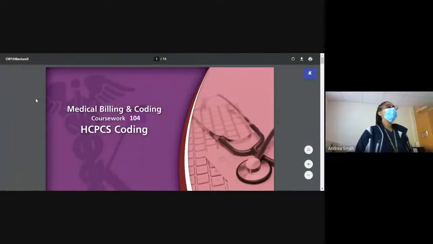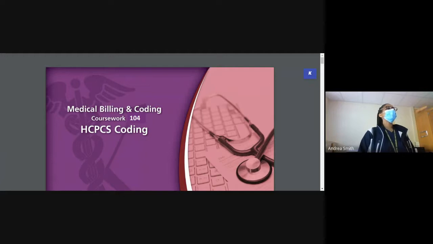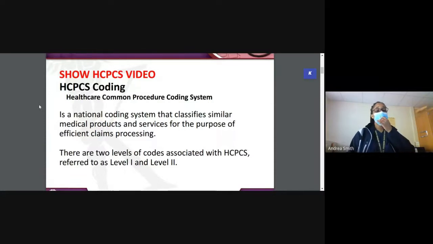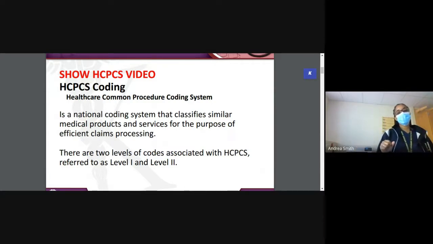All right. HITPIX coding. We are going to forego the video. You can watch that on your own time as a review of what we go over today. So HITPIX stands for the Healthcare Common Procedural Coding System. It is a national coding system that classifies similar medical products and services for the purpose of efficient claim processing. There are two levels of codes associated with HITPIX, referred to as Level 1 and Level 2.